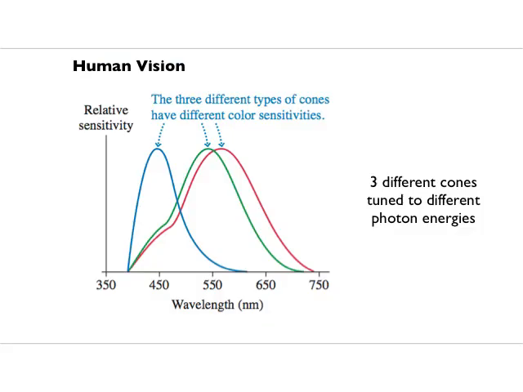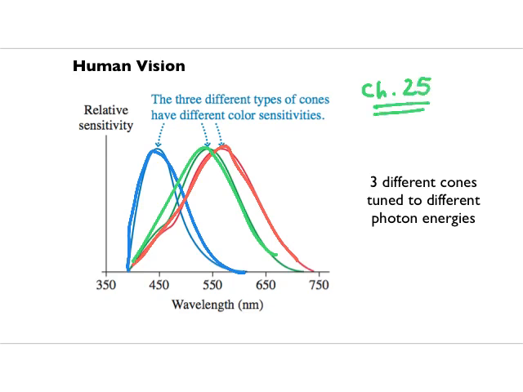Now your vision: you have three different cone cells in your eye. You've got one that's sensitive to the blue light. It's got a range of sensitivity like so. One that's primarily sensitive to red light, and one that's sensitive to green light. And this is a slide which is actually in chapter 25, and we're going to use it in the lab this week. You have three different cones tuned to three different photon energies.